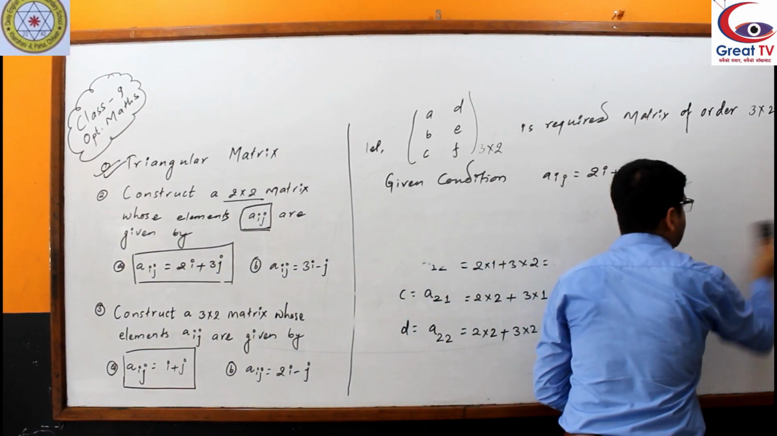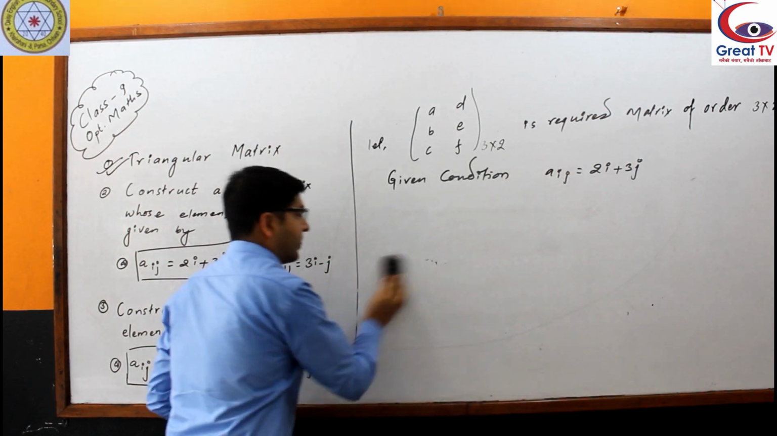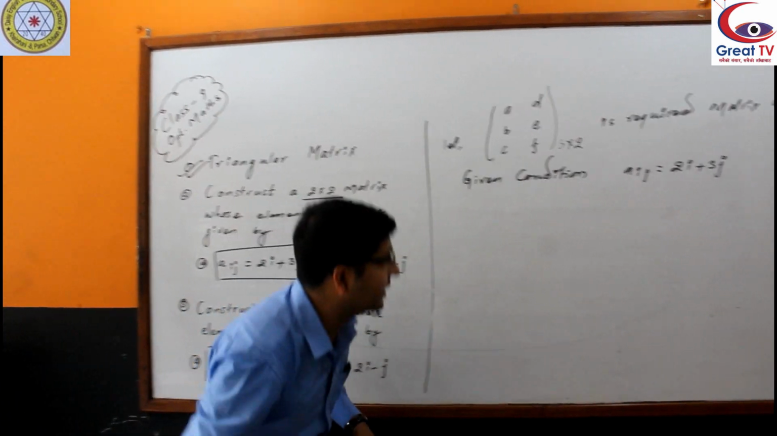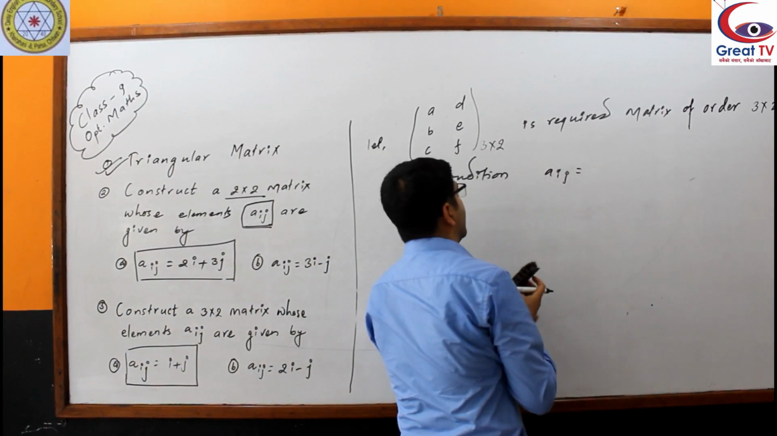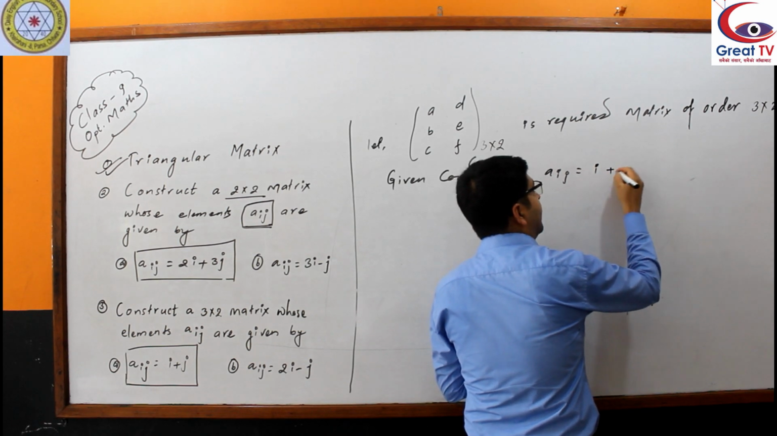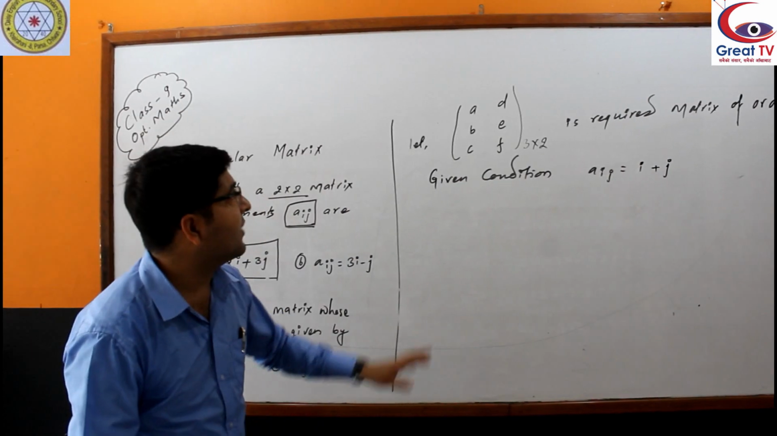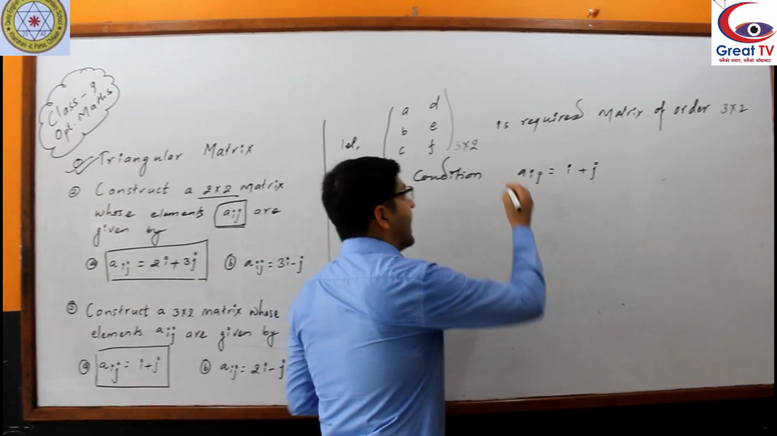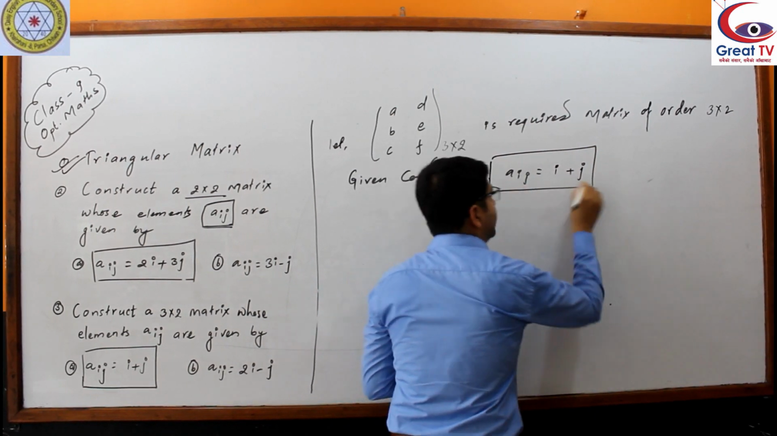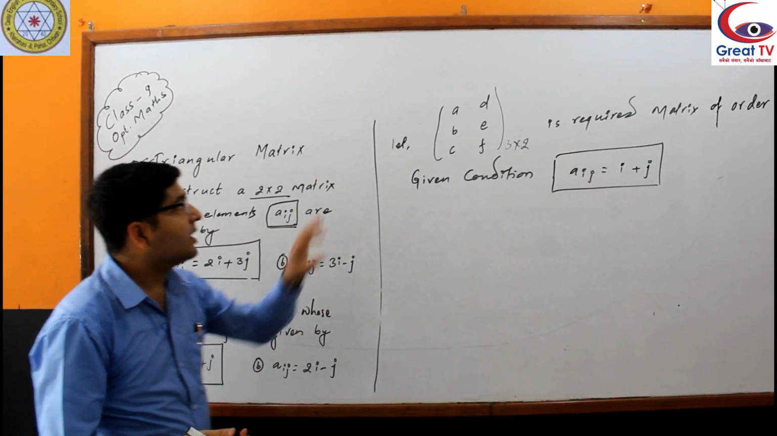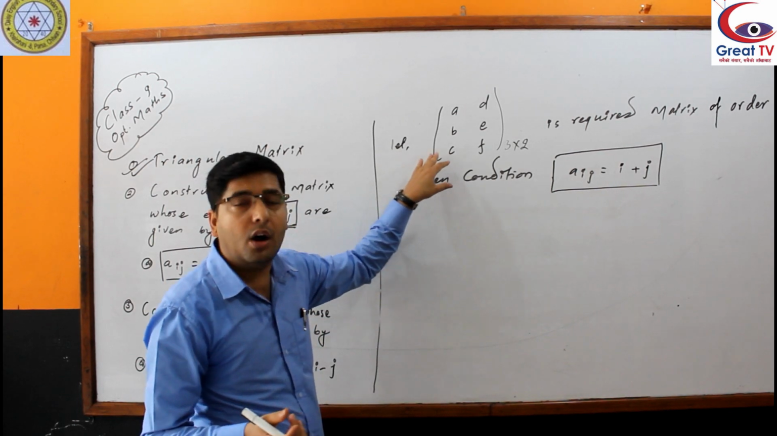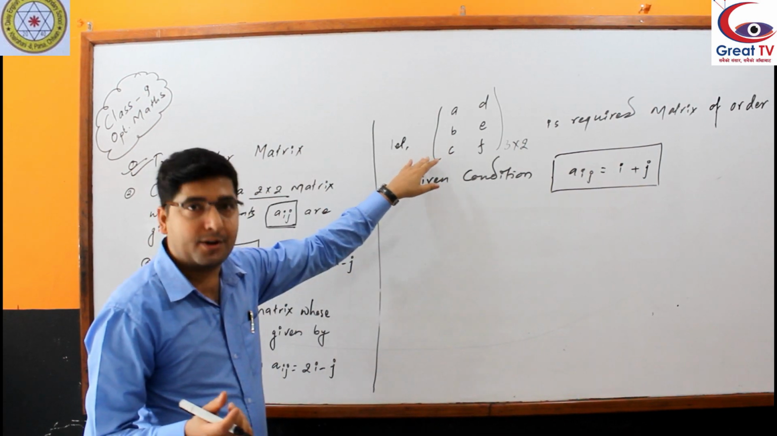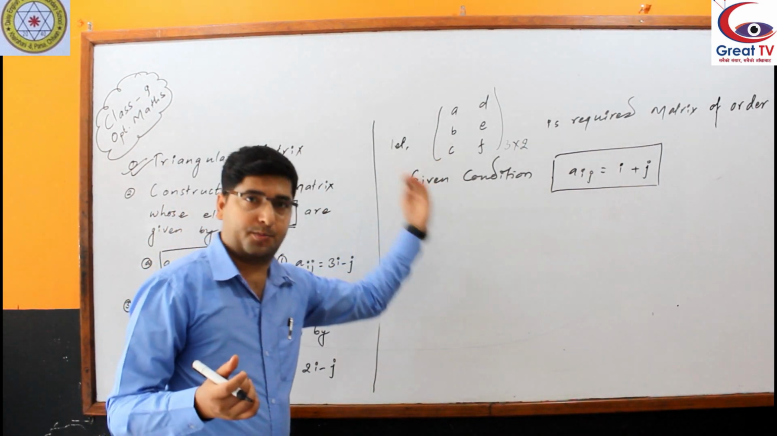Now, what is the given condition? What is the value of aij? aij equals i plus j. So you can write here the given condition, aij equals i plus j. Now you have to find the value of A, B, C, D, E, F from this condition. At first, write all entries of this matrix in the form of aij, in the form of its position.